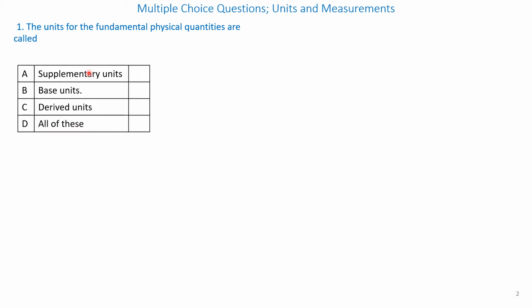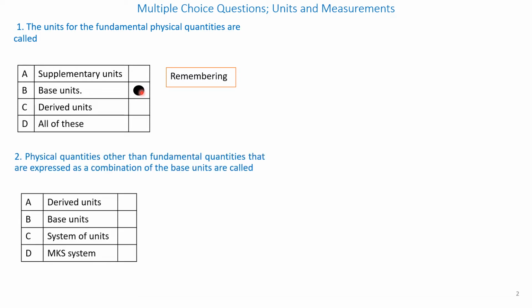So you have to identify the units of fundamental physical quantities. So the correct answer is, you have to remember that fundamental physical quantities are also called base unit. So choice B is the correct answer. So option B is the correct answer. You mark it.